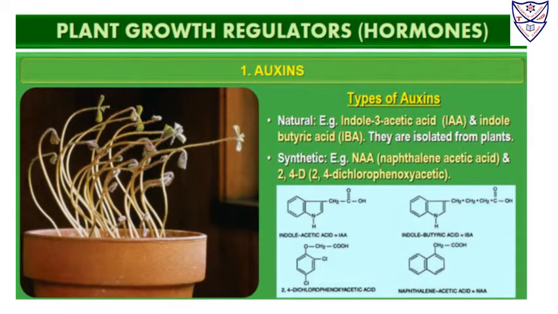Because what happens is the auxin goes towards the shade and it causes cell elongation there. There are different types of auxin. They can be natural or synthetic. Examples of natural auxin would be indole 3 acetic acid, and for synthetic there can be naphthalene acetic acid.